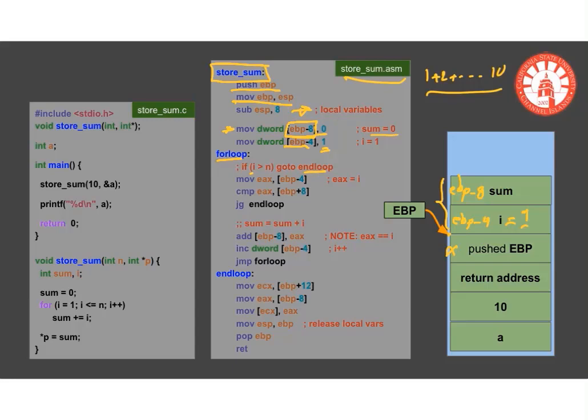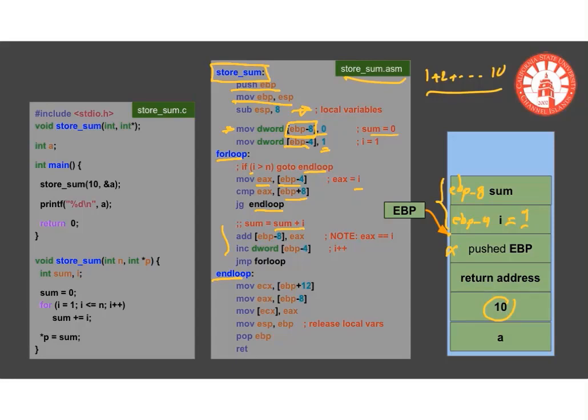If not, we are going to do the sum at this point. So what we do in here, we move EBP minus 4, which is our I, the updated I value, into the EAX register. We compare that value with EBP plus 8, which is 10 in here. And if we reach the value of 10, we end the loop. And if not, we are going to do the sum operation.